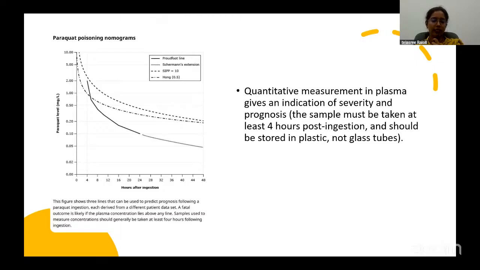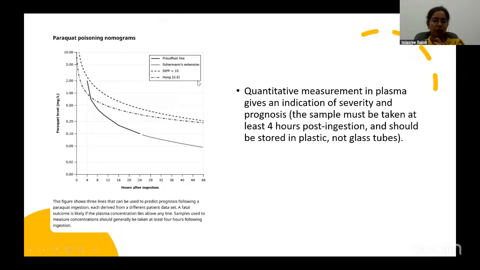So you have to take a sample 4 hours before ingestion, and it always should be stored in plastic, not in glass tubes, because it will give false negative results. Usually there are nomograms, paraquat poisoning nomograms. One is used as SIPP, which is usually used where it is mandatory to know the time of ingestion, because to estimate the paraquat levels and estimate the prognosis of the patient, the time of ingestion and paraquat levels are important. A few nomograms are used.